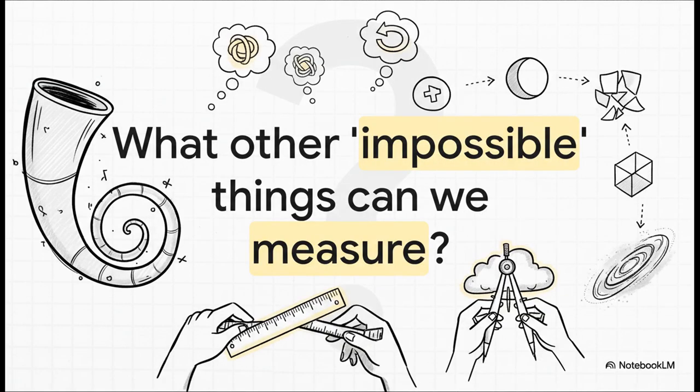So, we started with a simple little shape and ended up filling an infinite horn with a finite amount of paint. It just goes to show you that with the right tools, problems that seem impossible are often just waiting for us to look at them in a new way. Which really makes you wonder, what other impossible things are out there, just waiting for us to measure them?